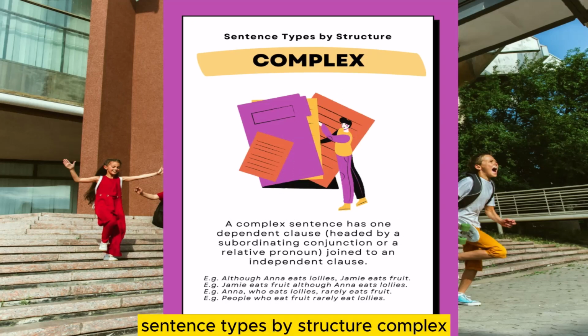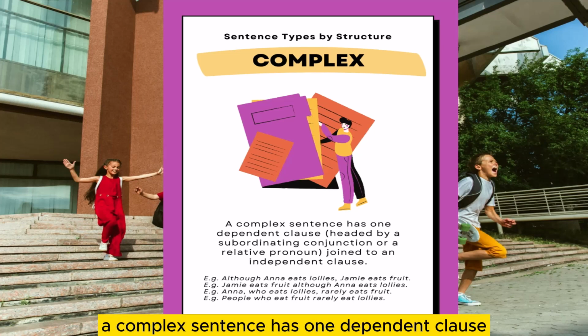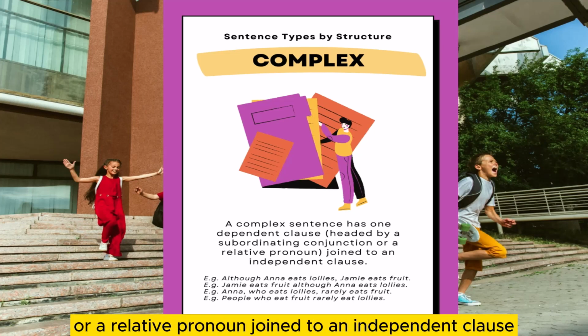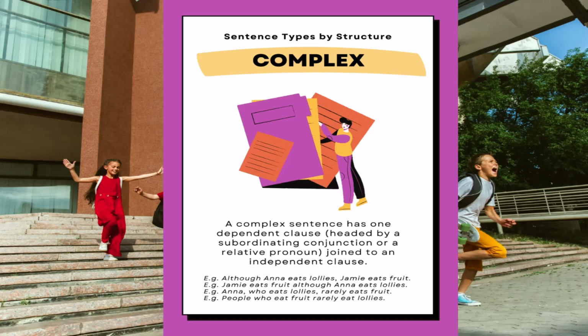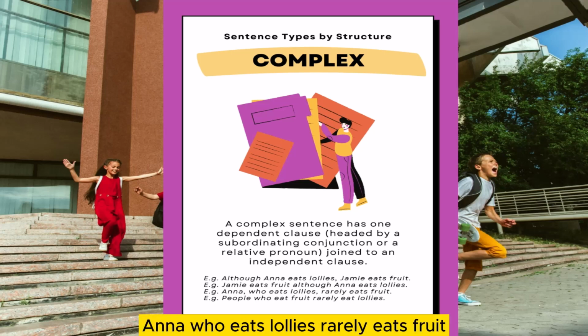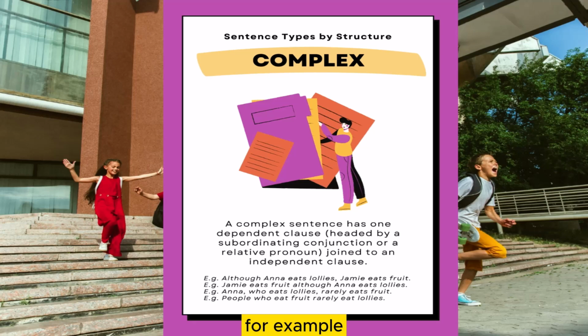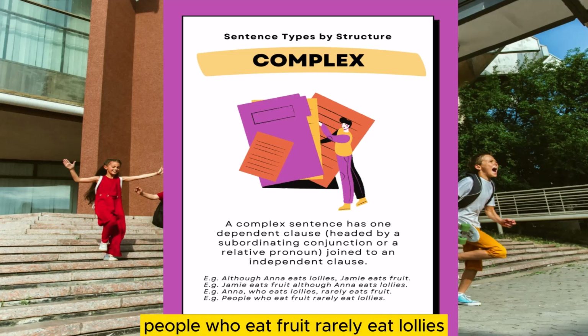Sentence types by structure. Complex. A complex sentence has one dependent clause, headed by a subordinating conjunction or a relative pronoun, joined to an independent clause. For example, although Anna eats lollies, Jamie eats fruit. For example, Jamie eats fruit, although Anna eats lollies. For example, Anna, who eats lollies, rarely eats fruit. For example, people who eat fruit rarely eat lollies.